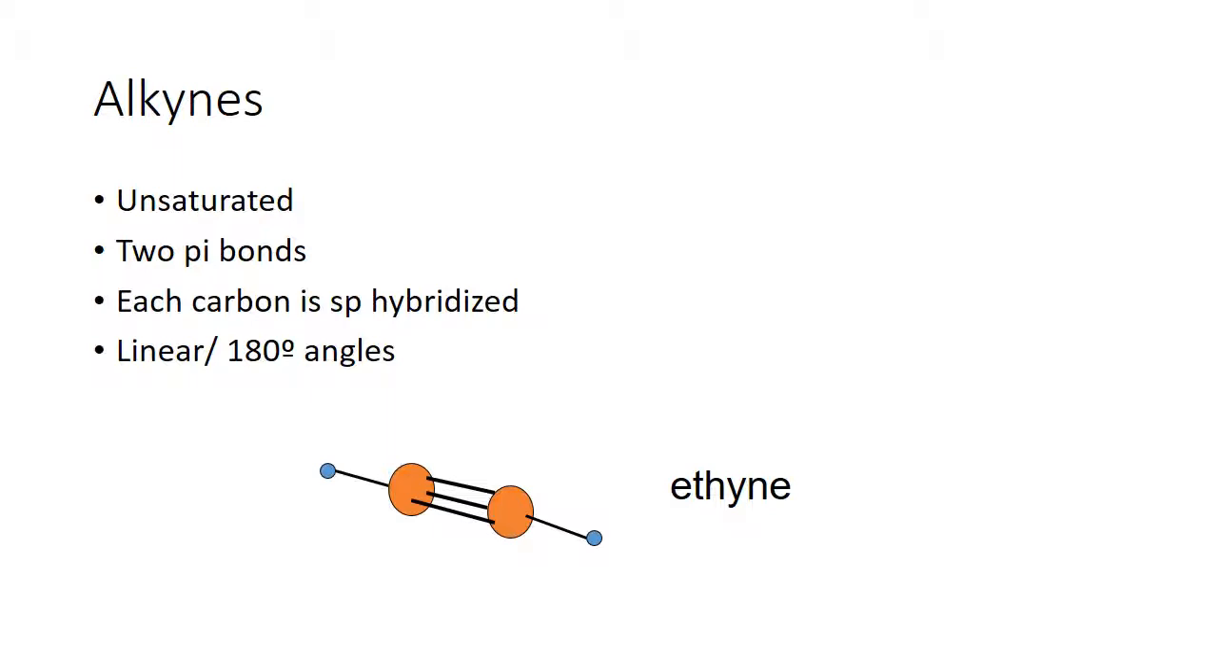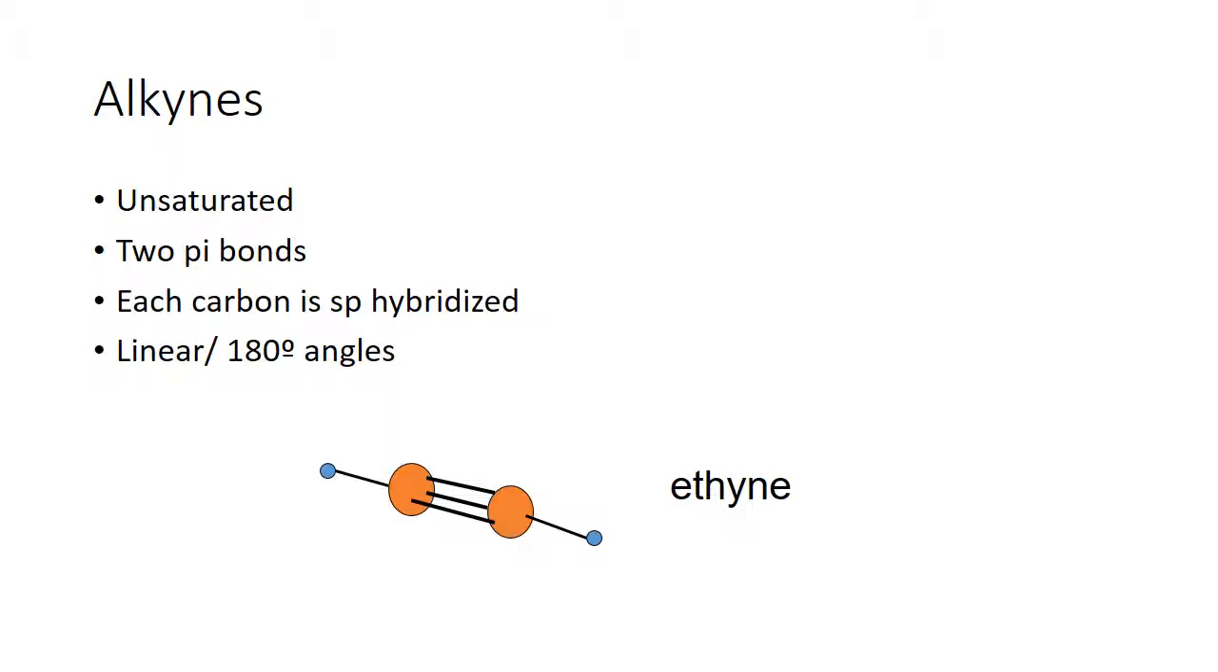Alkynes, because they have pi bonds, are unsaturated. They are very much like alkenes, except instead of having just one pi bond as in an alkene, there are two pi bonds. Each carbon is sp hybridized, and because it's sp hybridized, the bond angle between the carbon-hydrogen and the carbon-carbon bond is 180 degrees. In the next slide, we're going to go into the bonding arrangement in a little greater detail.